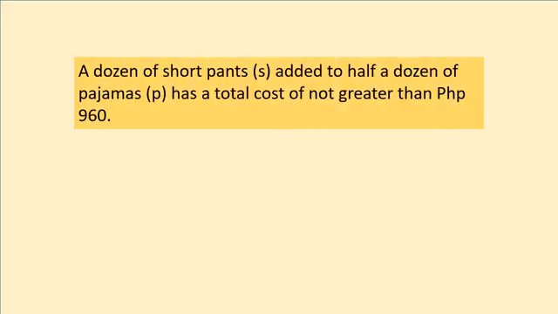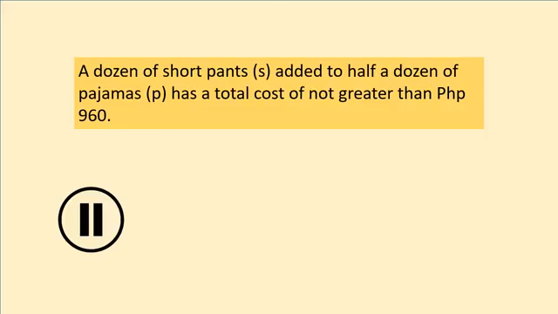So let's have now our second given. We have a dozen of short pants added to a half dozen of pajamas has a total cost of not greater than 960 pesos. Again, you can pause this video for a while. I will give you time. Are you done? Let us check your answer if you got it right.